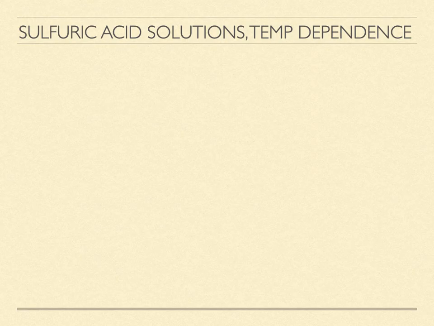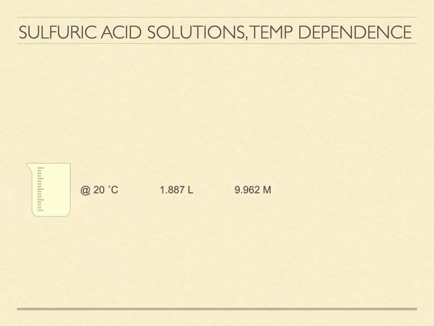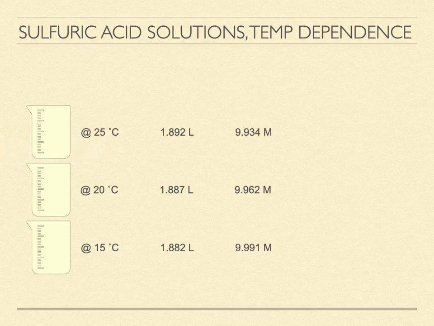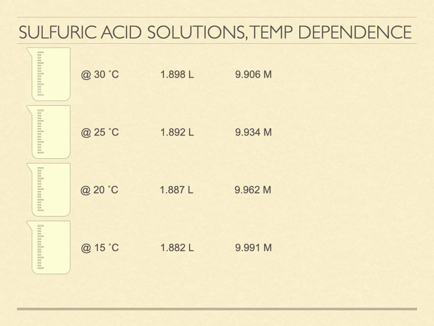Now there's another issue with solutions of which you need to be aware. The diluted sulfuric acid, which we just made, was produced at 20 degrees Celsius. As with most liquids, as the temperature drops, the volume decreases. Therefore, the molarity must increase. At 15 Celsius, the solution concentration would have increased to 9.991 molar. In the other direction, a warming solution leads to an expansion of the volume and a decrease in the concentration. Here, at 25 degrees Celsius, the concentration has decreased to 9.934 molar. If it rises to 30 degrees Celsius, the concentration becomes 9.906 molar.